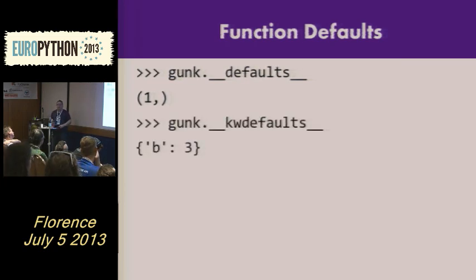A little bit simpler is kwdefaults. This is a dict mapping keyword-only parameters to their defaults. And again, it's on the function object.